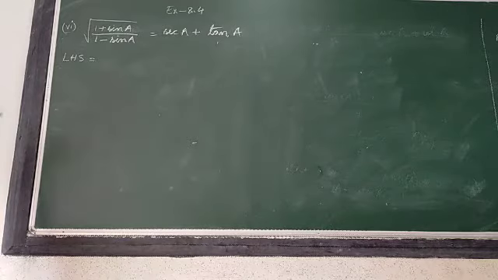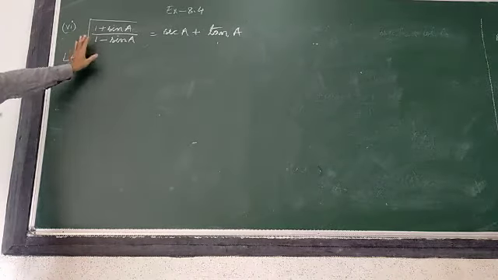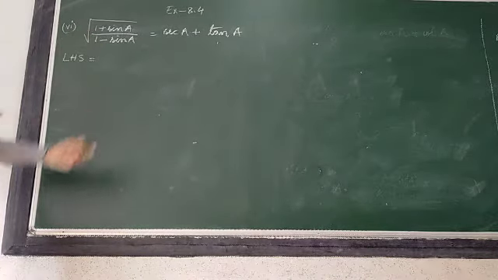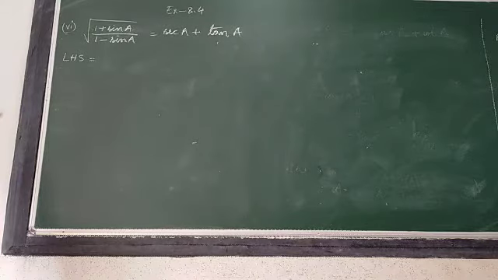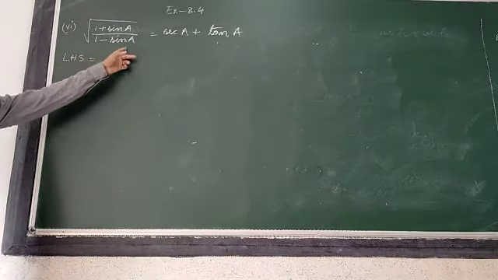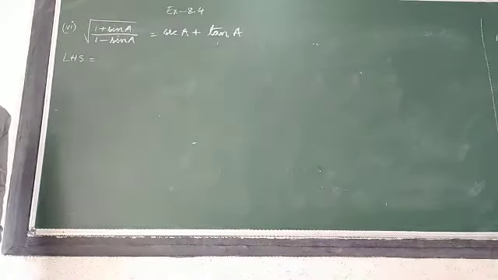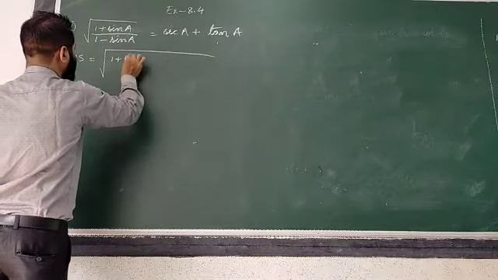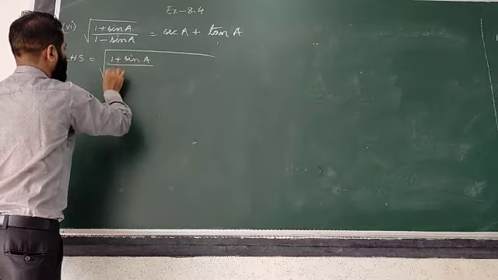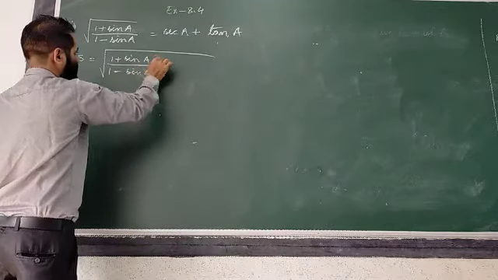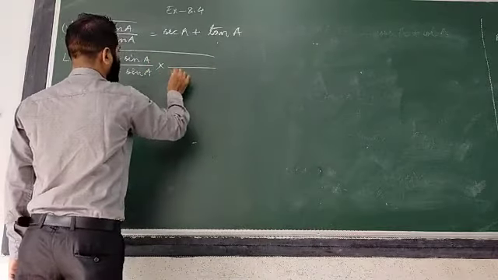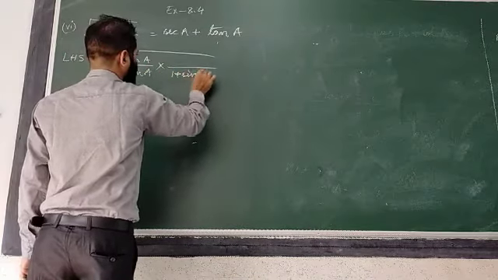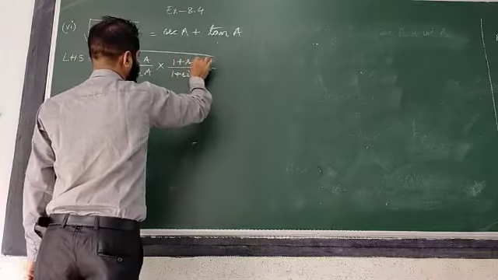Done? Yes. Whenever you are having root, try to rationalize it. And how to rationalize this? You are having 1 minus sin A in the denominator. Multiply it by 1 plus sin A, that's all. 1 plus sin A by 1 minus sin A. So we are rationalizing, we will multiply it by 1 plus sin A in the numerator as well as in the denominator.